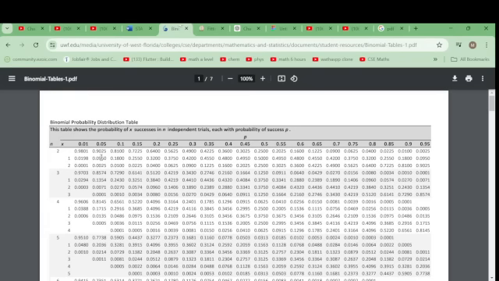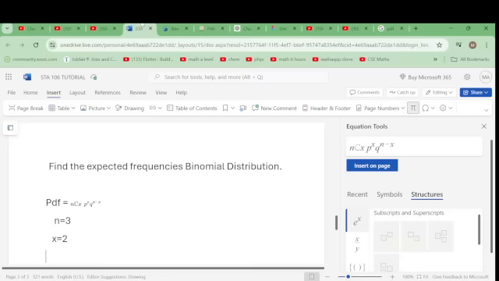Let's come to this table. What is our n? This is our n equals 3. And our x equals what? Our x equals 2. And then what is our p? Then we need our p to use this table. If you remember in the formula, when you are finding binomial distribution, you need your p. And p equals what? It's a small letter p now.